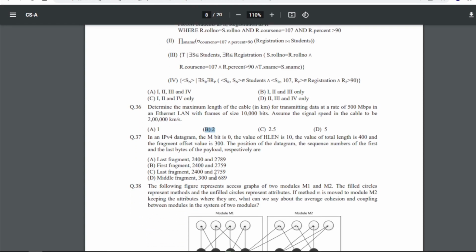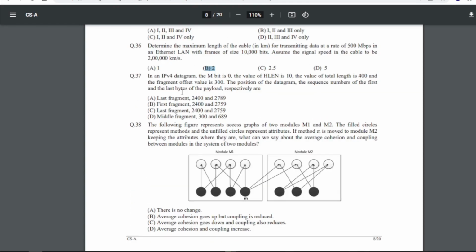For 37, in an IPv4 datagram, the M bit is 0, right? The value of H length is 10, the value of total length is 400, and the fragment offset value is 300. The position of the datagram, the sequence number of the first and the last bytes of the payload respectively are what? So for 37 our answer is C, basically, that is last fragment 2400 and 2759.